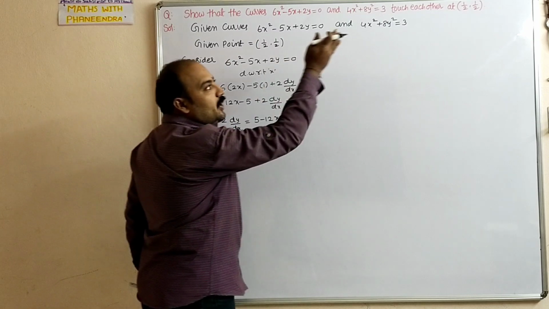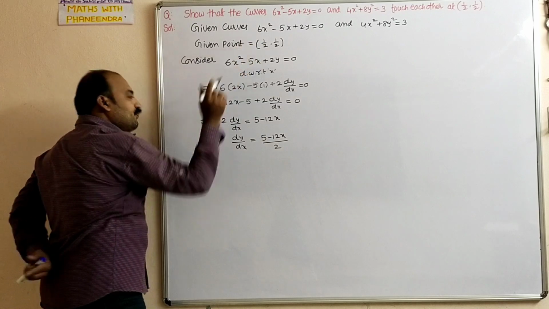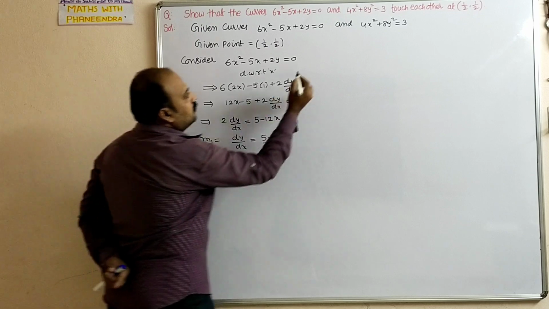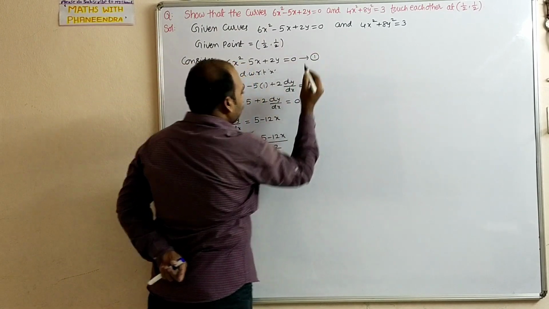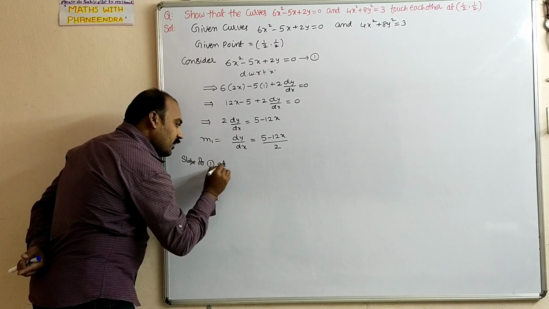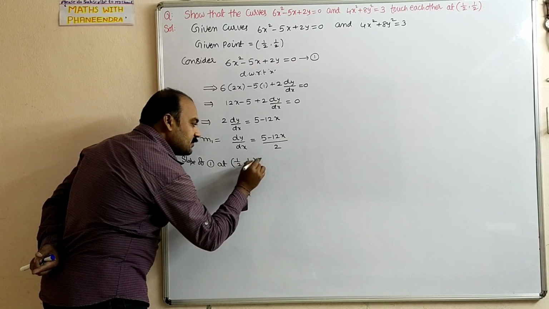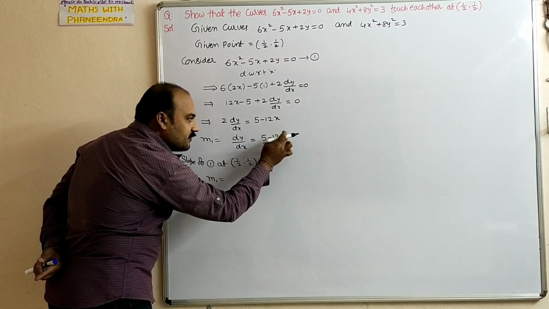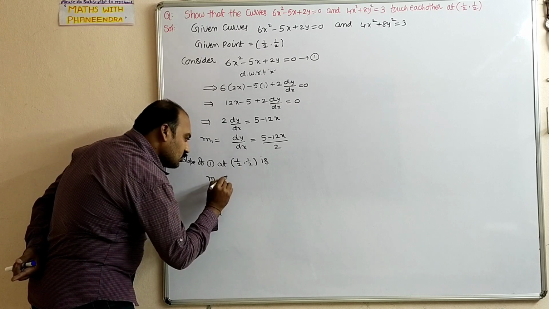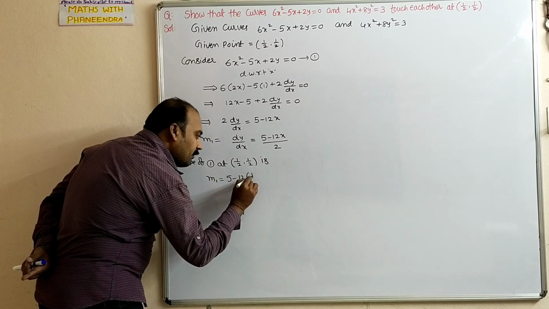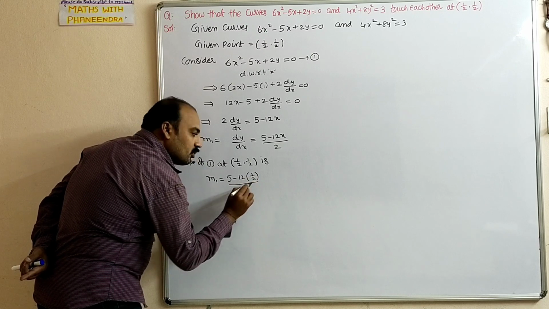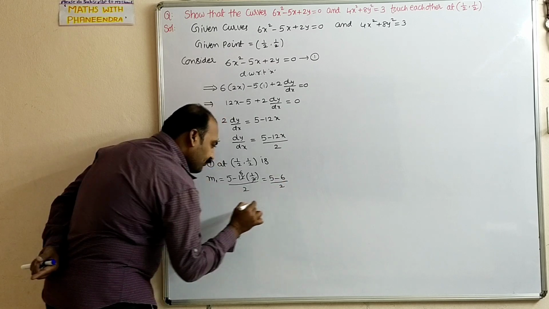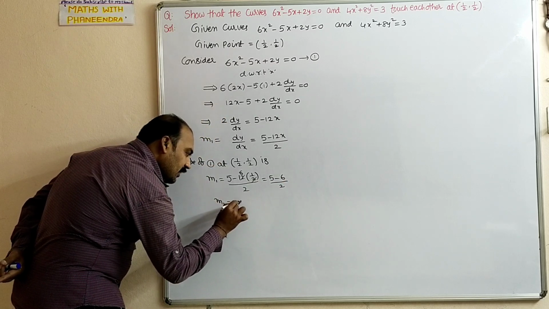Slope of the first curve, at what point do you have to calculate? 1 by 2 comma 1 by 2. Slope of equation 1 at 1 by 2 comma 1 by 2 is, so m1 is equal to, in place of x comma y, y is not there, meaning wherever x is there, you have to replace it with 1 by 2. So 5 minus 12 into 1 by 2, divided by 2. 2 1s are 2, 6s are... So 5 minus 6 divided by 2, m1 equal to minus 1 by 2.